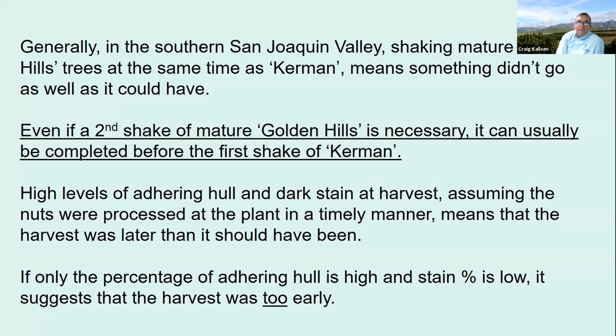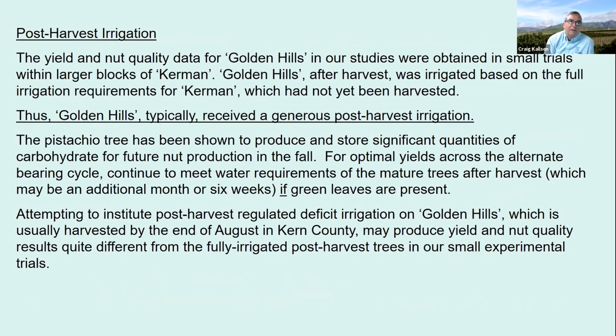So, how do we tell if we've shaken too early or too late? There's usually high levels of adhering hull and dark stain at harvest. This is data you get back when you take your nuts to the processing plants. And assuming they process them in a timely manner, if you've got a lot of adhering hull and dark stain, it means you probably harvested too late. If only the percentage of adhering hull is high and stain percentage is low, it suggests that your harvest may have been a little early.